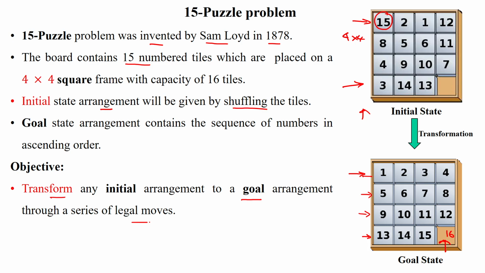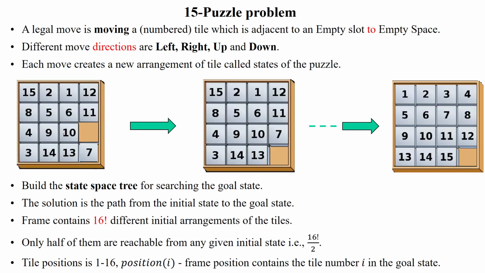through a series of legal moves. Here the legal moves are left, right, up and down. What is a legal move? Moving a numbered tile which is adjacent to the empty slot. For example, here 11 is an adjacent tile, 10 is another adjacent tile, 7 is another adjacent tile to this empty slot. So we have to move any one of the tiles into this position.